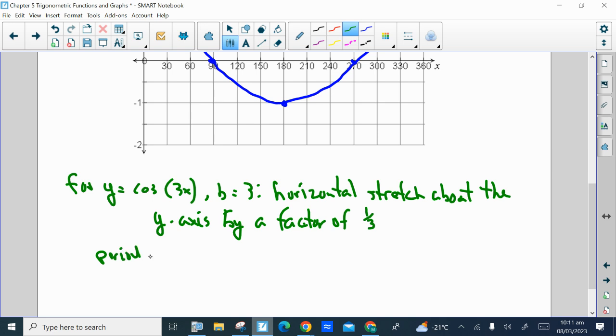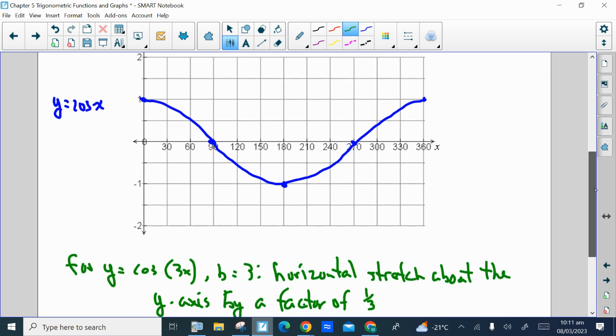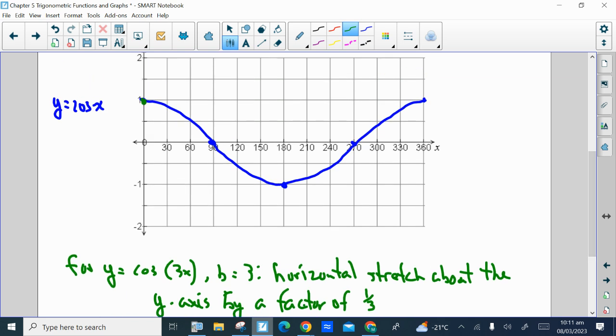Remember, our period can always be found by taking either 360 or 2 pi radians and dividing it by the absolute value of b. So it'll be 360 divided by 3, which is 120 degrees. So if we start at the point (0, 1), the end of the first cycle will be after 120 degrees. So we'll be back at that maximum point. Another 120, which is 240, we're back at that maximum point. Another 120, which is 360, we are back at that maximum point.